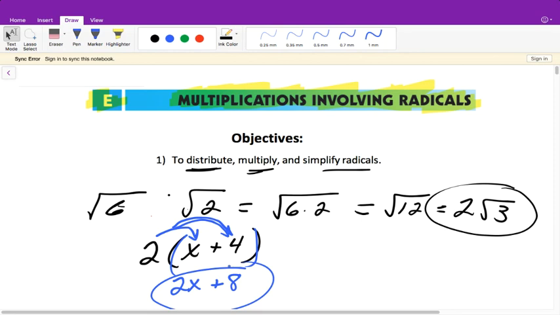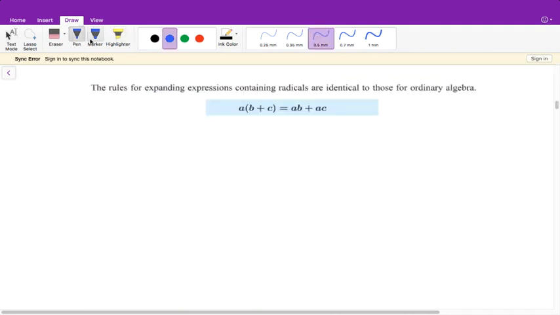So now all it's going to be is, instead of it being 2 and x plus 4, it would be the square root of 2 times the square root of 3 plus the square root of 5. All right, and we are just going to have to distribute these in. So it's the exact same thought process, the exact same everything that we did before, but now we're combining it with section B, in which we learn how to multiply radicals. So as I was just saying, the rules for expanding expressions containing radicals are identical to those for ordinary algebra, meaning if we had a times b plus c, we can distribute this a in and get a times b plus a times c, right? Nothing changes. It's the exact same thought process, the exact same rules.